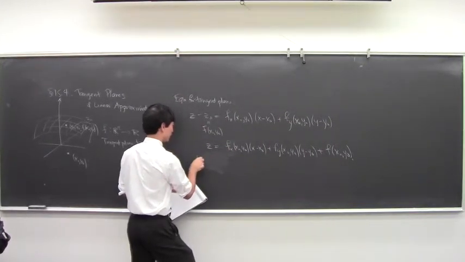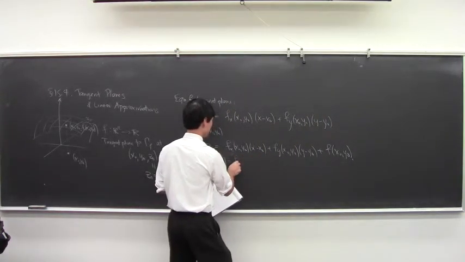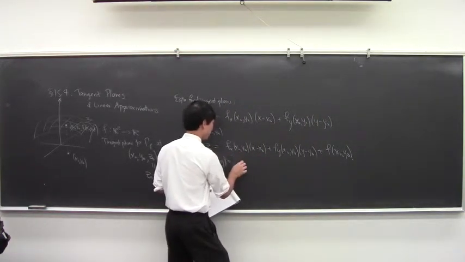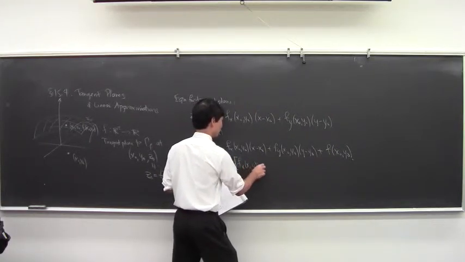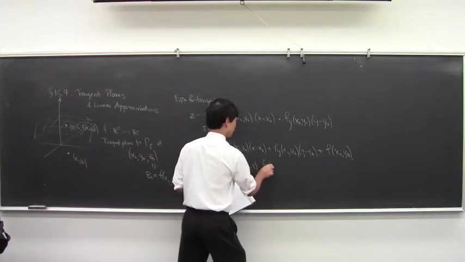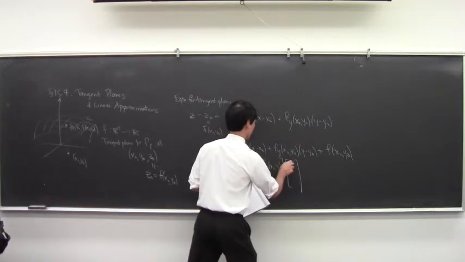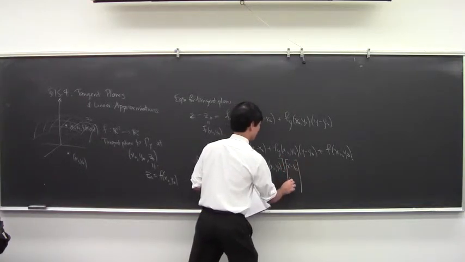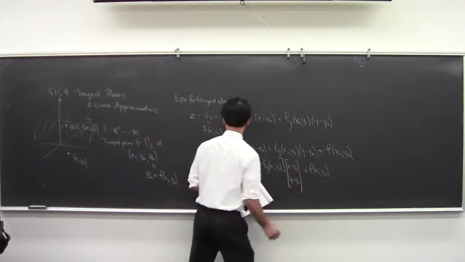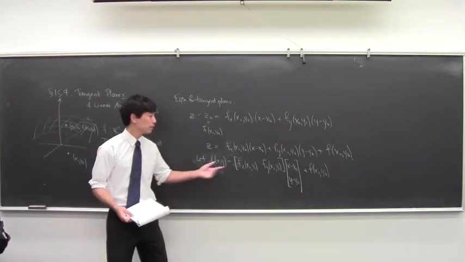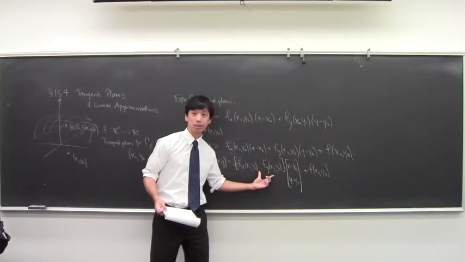So we let L of x, y be this thing here. And I'm going to write it like this: f sub x at (x naught, y naught), f sub y at (x naught, y naught), times the vector (x minus x naught, y minus y naught), plus f of x naught, y naught. This thing on the right is the same thing as this thing. So what I'm using here is matrix notation.